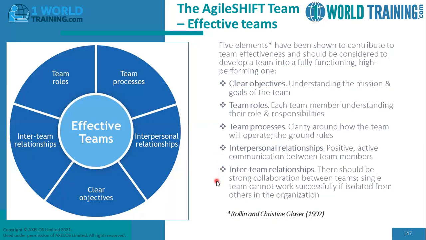Inter-team relationship, this is about the collaboration between multiple teams, meaning multiple AgileSHIFT teams. Because sometimes large projects require more than one AgileSHIFT team, and there have to be effective collaboration between them. As we have seen earlier, AgileSHIFT has the concept that the entire team, entire organization need to be agile.